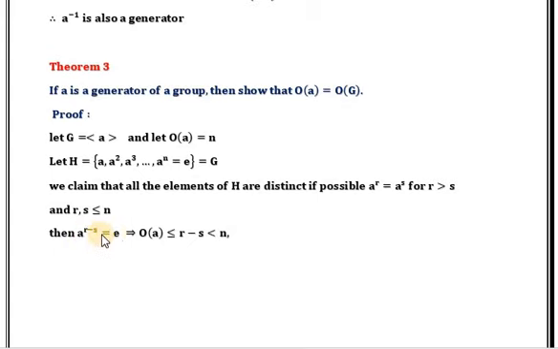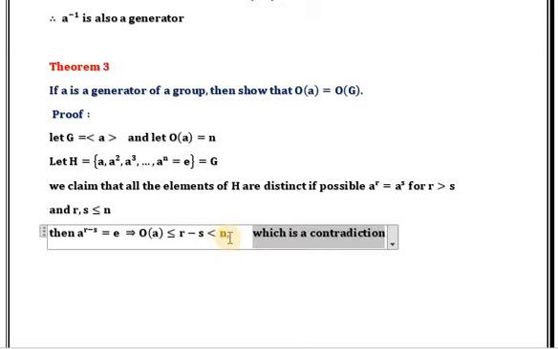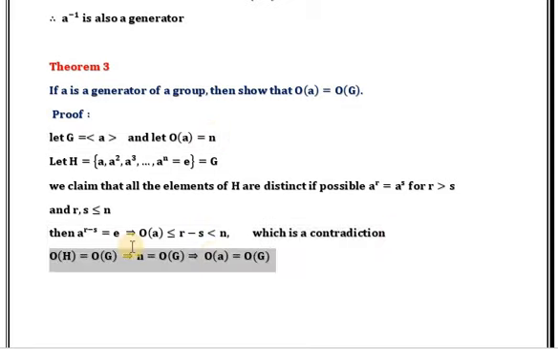Then a^(r-s) is equal to e implies order of a is less than or equal to r minus s, which is less than n, which is a contradiction. So the order of a cannot be less than n, but we proved that it is r minus s that is less than n. So this is a contradiction. Why? Because we have assumed that order of a is equal to n. Therefore, order of H is equal to order of G, which implies that n is equal to order of G. So which implies that order of a is equal to order of G.